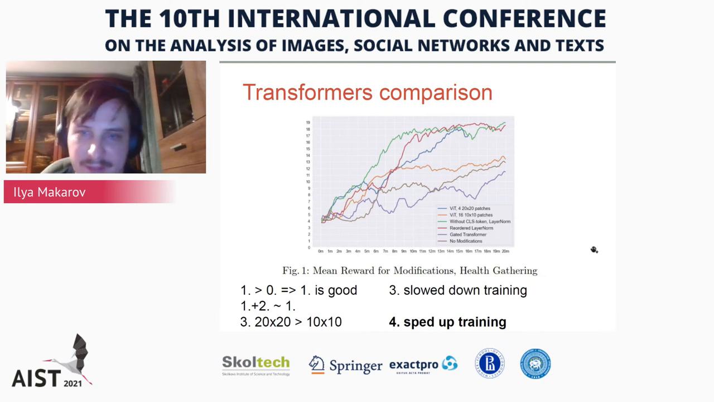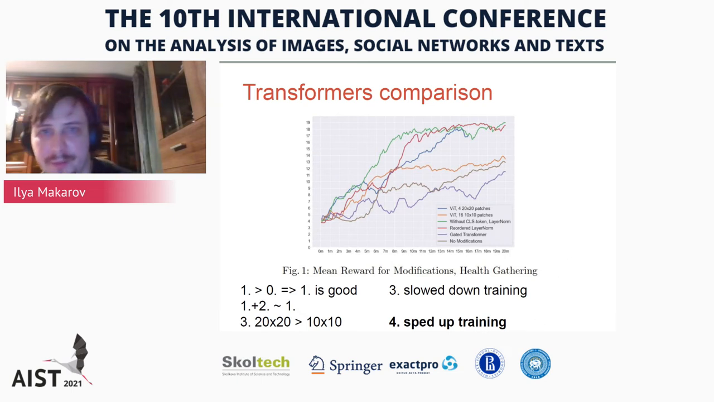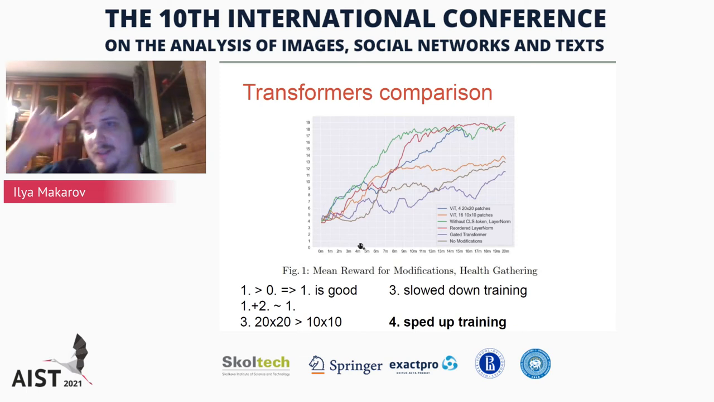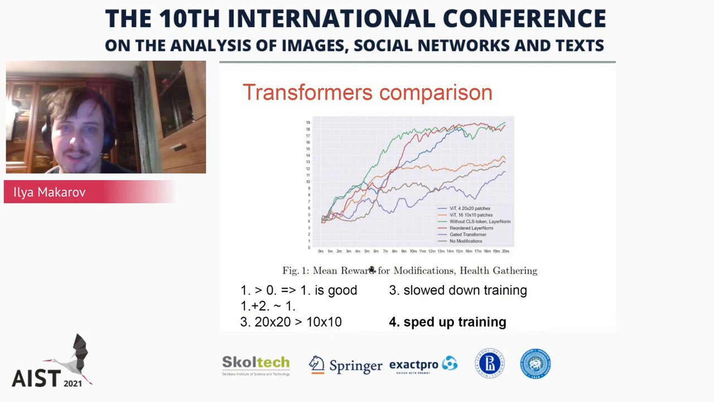We have trained all the agents with 20 million iterations and report mean reward for the modifications in the health gathering scenario. It's the simplest scenario, in which you just need to collect health packs, trying to survive as long as possible. In this case, you can see that, first of all, our modifications are better than the baseline model, and usually taking the first modification is better. So basically, having these residual connections of the input improves the performance of the transformer architecture. Secondly, switching to gated transformers doesn't affect this model in general at all.